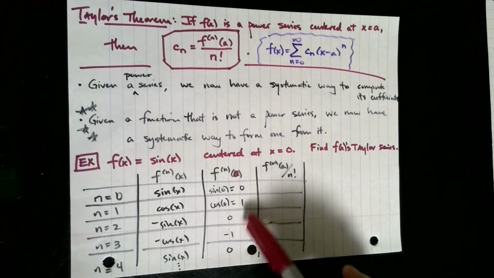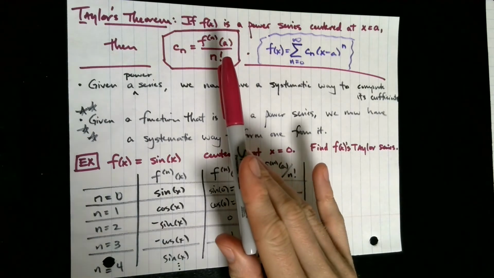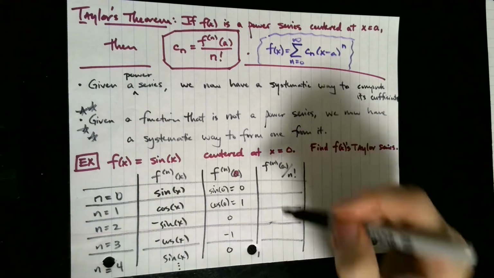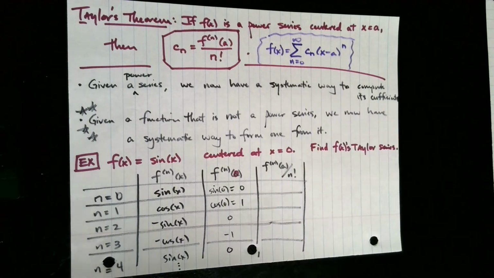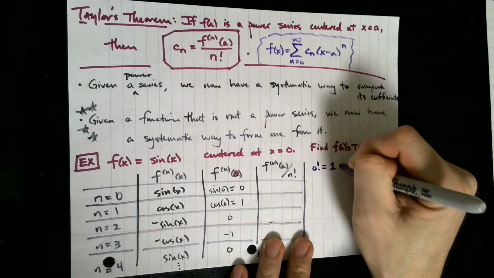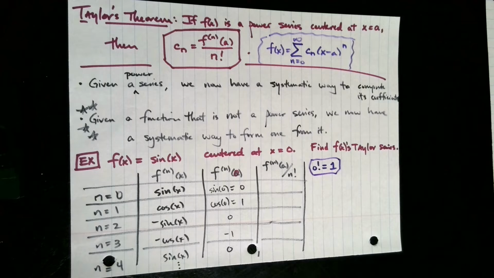Right, but now, these are not the coefficients of our power series. These are just the numerators of the coefficients of our power series. We also need to divide by n factorial. So we need to divide by 0 factorial here. I should be really careful, because when I say divide by 0 factorial, that sounds like you're dividing by 0, but in order that we're not dividing by 0, we define 0 factorial to be 1.